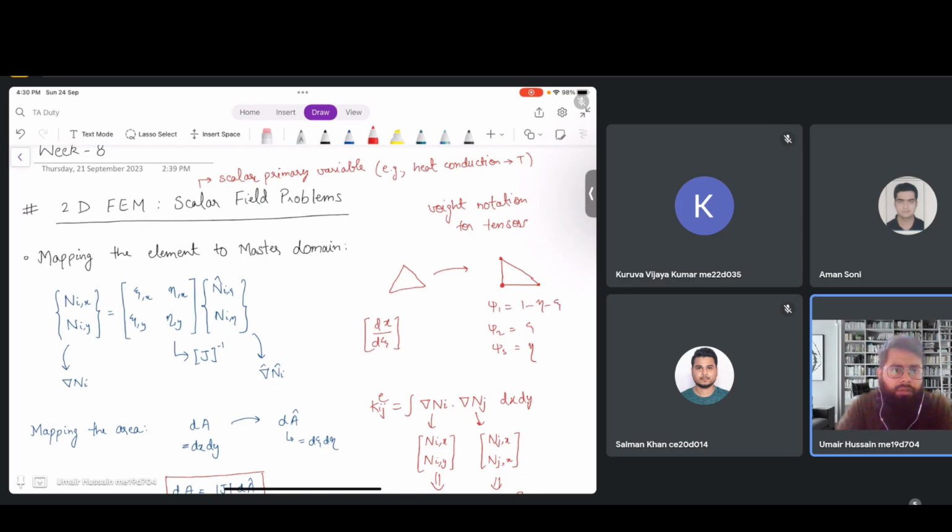So here it's a heat conduction problem, and the domain given is a quadrilateral and a triangle.